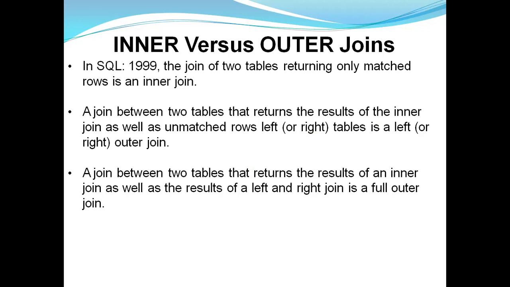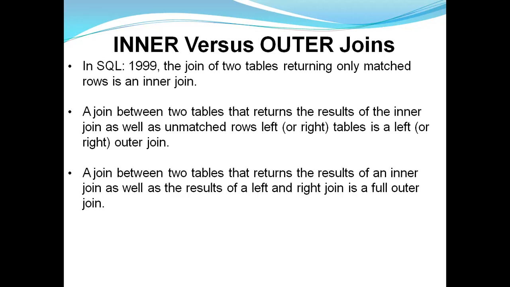Up till 1999, there was only the option of inner join. After that, outer join was introduced. Outer join returns unmatching records as well. In the unmatching records, we have three types: unmatching of the left table, unmatching of the right table, and unmatching of both the tables. Based on that, outer join has been divided into three: left outer, right outer, and full outer.